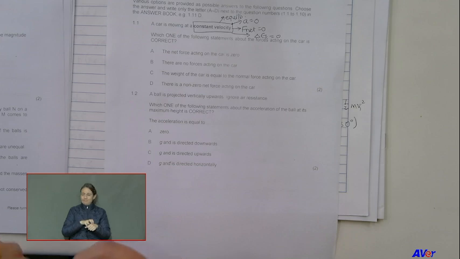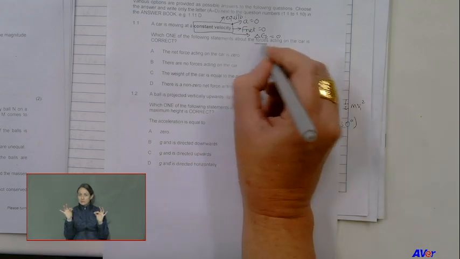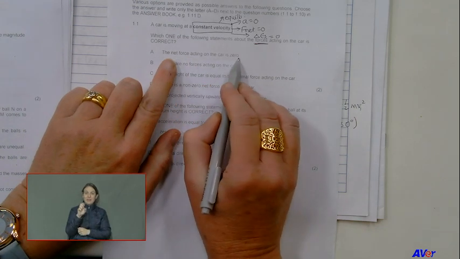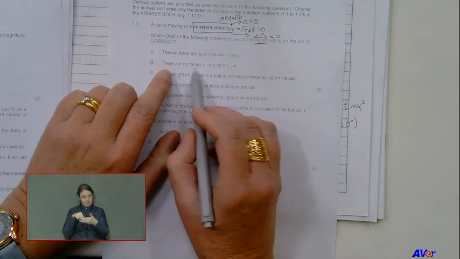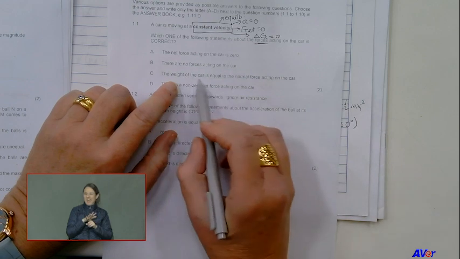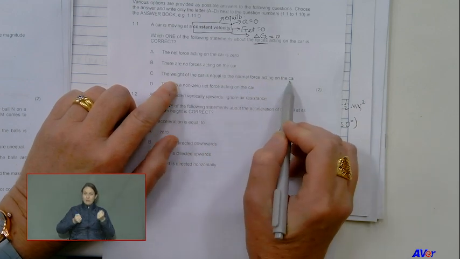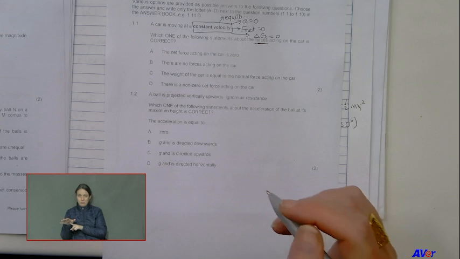A car is moving at constant velocity. Which one of the following statements about the forces acting on the car is correct? The net force acting on the car is 0. Okay, that was one of my options. Just read the others. There are no forces acting on the car. Now, the weight of the car is equal to the normal force acting on the car. The car is moving horizontally, so that doesn't matter. They are going to be equal, but that won't give me constant velocity. There is a non-zero net force acting on the car. Now, that's wrong because then it will accelerate. So the answer in this case is A.